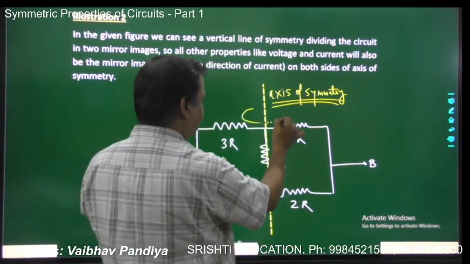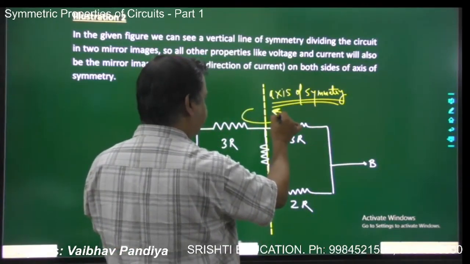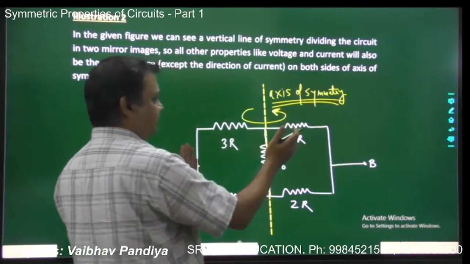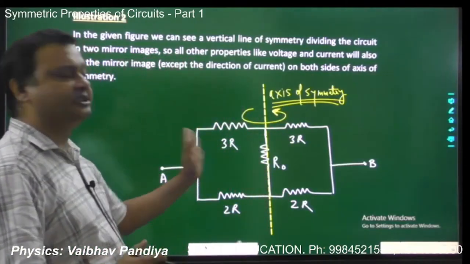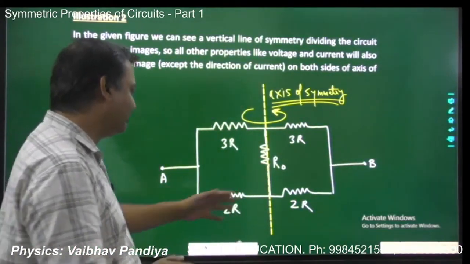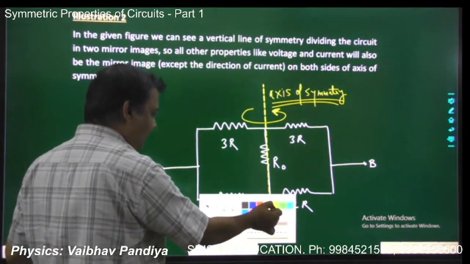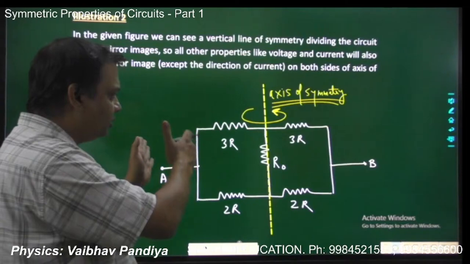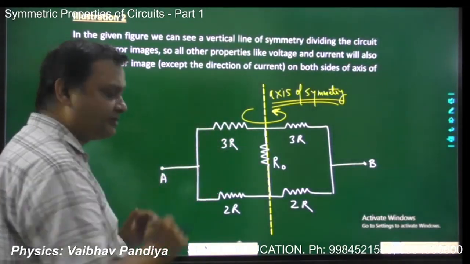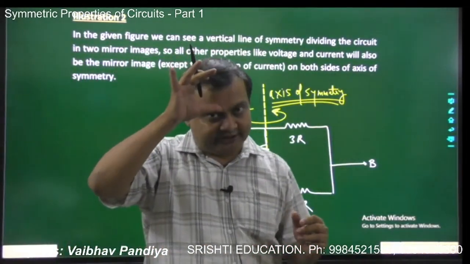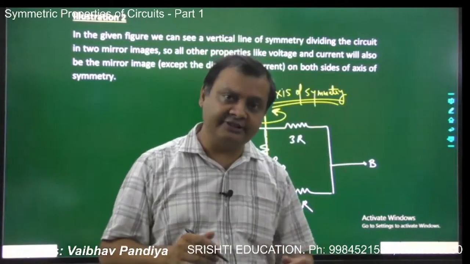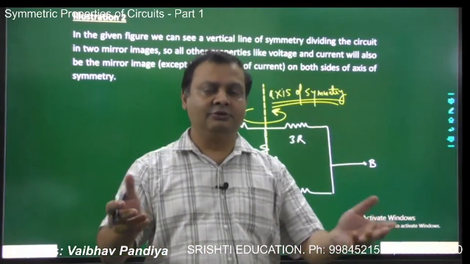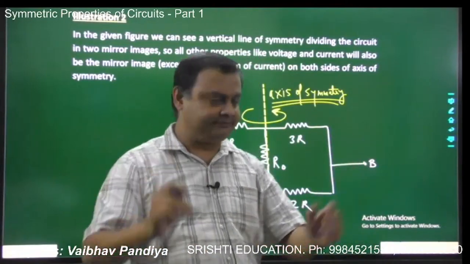If you see, right and left sides are the mirror images of each other. So there is a line of symmetry present in the circuit. And if a line of symmetry is present, which is dividing the circuit in right side and left side mirror images, then other properties of the circuit like the voltage, meaning the potential difference, as well as the current will also be divided symmetrically.